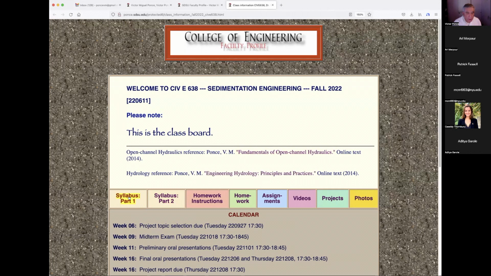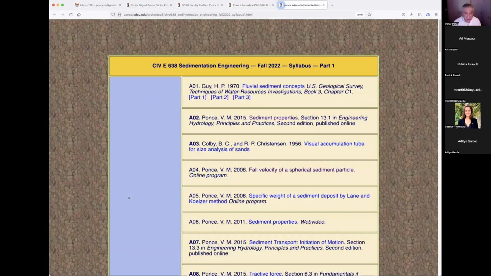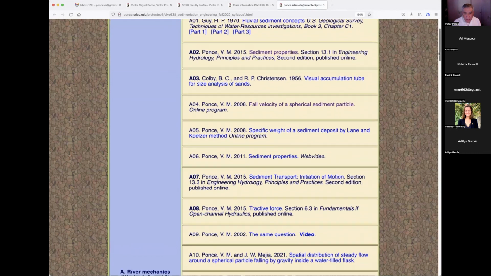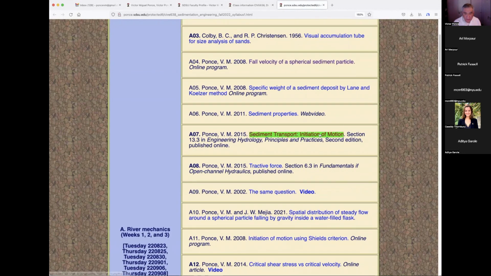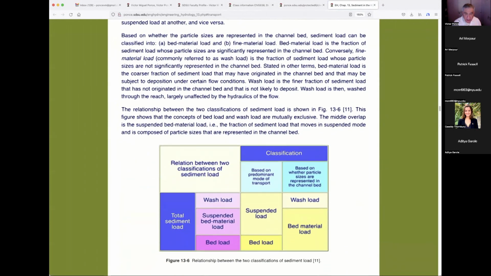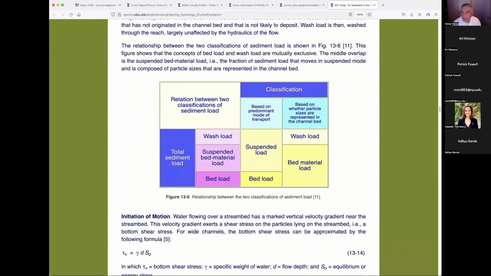I'm going to open up the material at this point. Bear with me a little bit. So let's go then to the syllabus. And we are currently looking at sediment transport, initiation of motion. Can you see the graph where we ended last week?